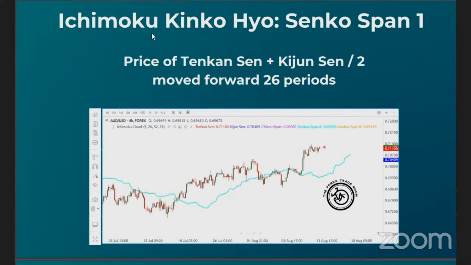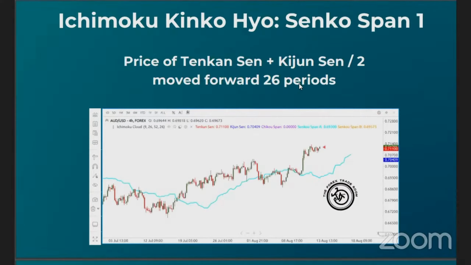So we have what we call Senkou Span 1. What it does is it takes the price of the Tenkan-sen, that calculation we started out with, plus the Kijun-sen, and divides it by 2. And this is the coolest thing. This is my favorite part. It moves it 26 periods forward.